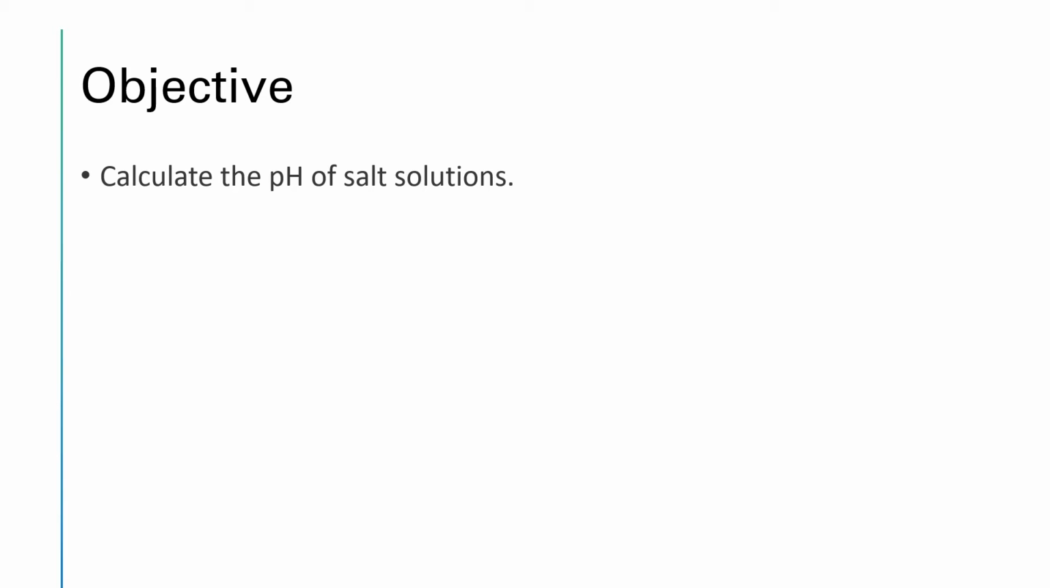Our big overarching objective here is to be able to calculate the pH of salt solutions. One of the pieces that we will need in order to do that is to be able to find the Ka or Kb for the conjugate pair of a weak acid or weak base.